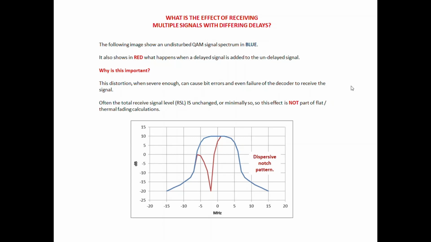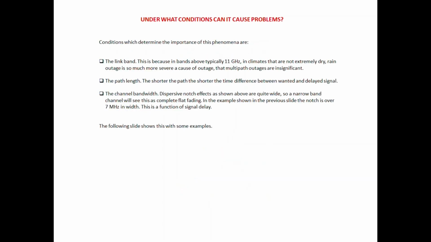Now, if these notches are narrow enough, and that can happen with fairly long delay reflections, they may actually not take much of the energy away from the RSL signal. So the RSL might actually look very close to what it should be. And if you're not looking at a spectrum analyzer, you may never actually see the notch or be aware of it, and it'll look like a mostly unfaded link. So under what conditions can this notch cause problems?